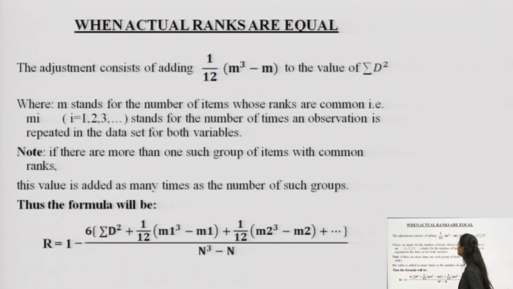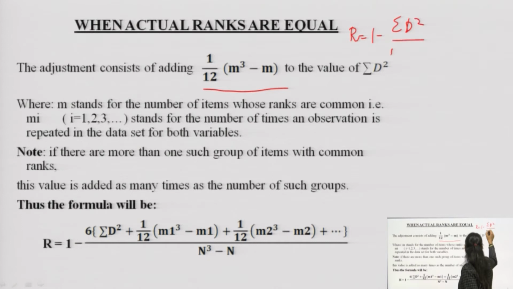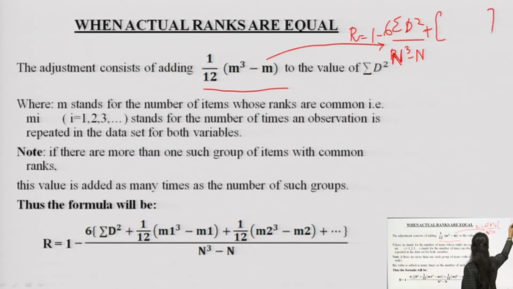We have a small change in the formula as well for these kinds of questions. What is the change? We are supposed to add 1 over 12 (m cube minus m) to the value of summation of d square. The earlier formula had r equal to 1 minus 6 summation of d square over n cube minus n, but here we have added this value to the summation of d square. So, this is a slight change when we have equal ranks.